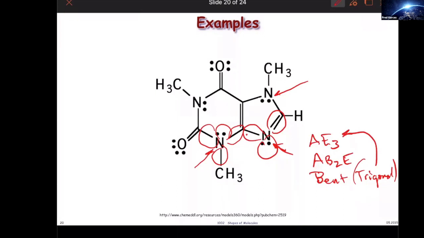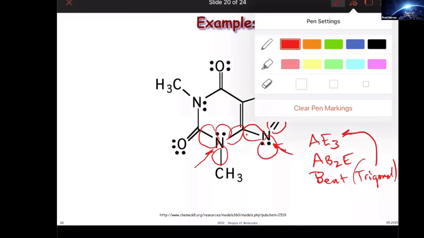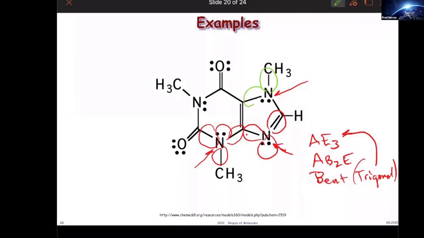This one, however, has 4 regions of electron density: 1, 2, 3, 4. So it's AE4, but 3 of these are bonded atoms, AB3E. So this particular geometry, if you go back to that table, is pyramidal. Likewise here, that's a pyramidal geometry.